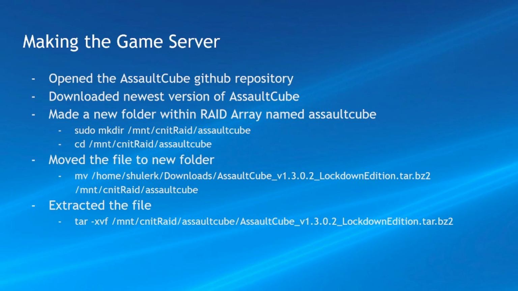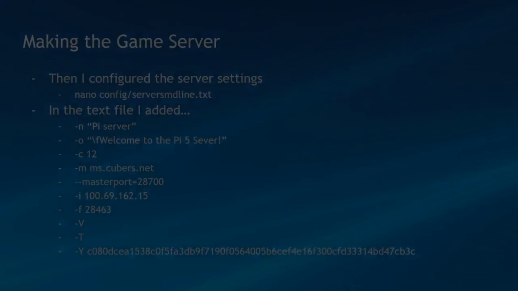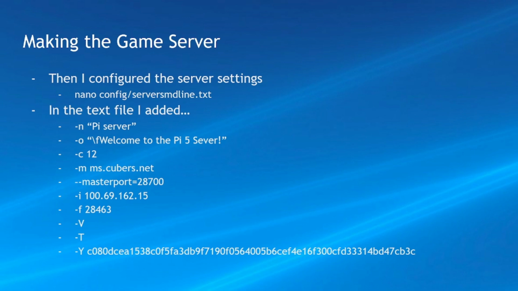I then extracted the file within the Assault Cube file, which then allowed me to configure the settings by using nano config servers md line. Then in this text file, I had to add a server name, description, the amount of players that can play, where this is located.